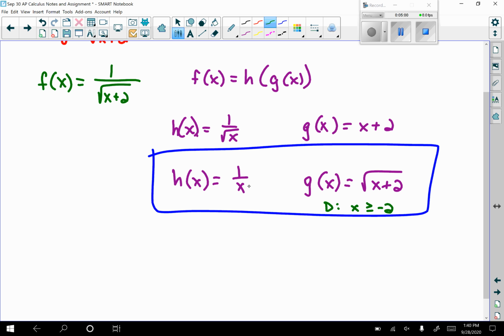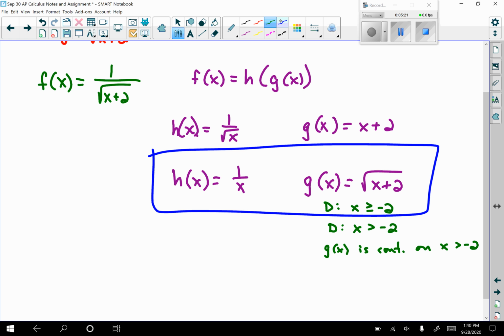But over here, we can't let the denominator be 0. So this will be 0 if we let it equal -2. So in our case, we just want to say let x be greater than -2. So g of x is continuous for all x's greater than -2.